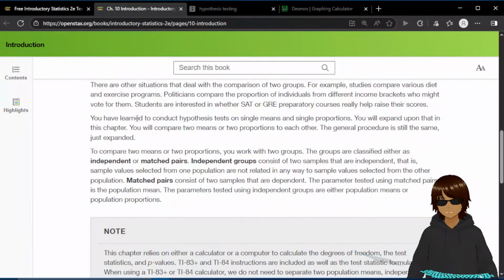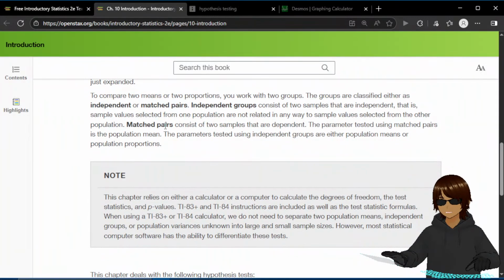The groups are classified either as independent or matched pairs. Independent groups consist of two samples that are independent, that is, sample values selected from one population are not related in any way to sample values selected from the other population. Matched pairs consist of two samples that are dependent. The parameter tested using matched pairs is the population mean. Parameters tested using independent groups are either population means or population proportions.